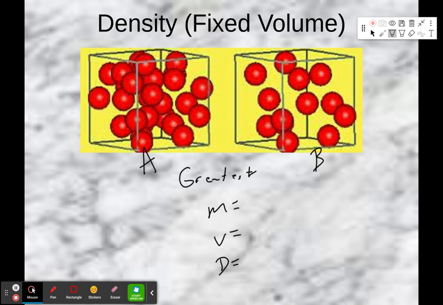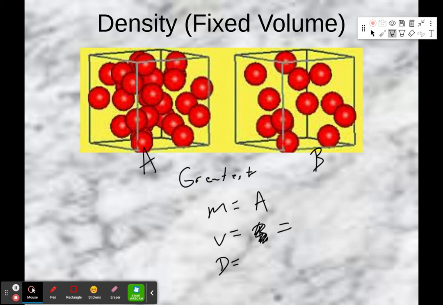Which one is the greatest mass? Well, box A is. It has more cookies or more balloons or whatever you want to say. Which one has the greater volume? Well, we're only looking at the size of the box. The boxes are the same size. So actually, I lied, the volumes are equal.